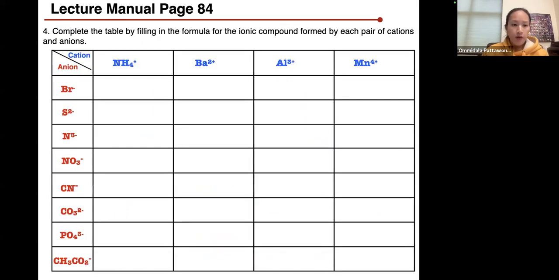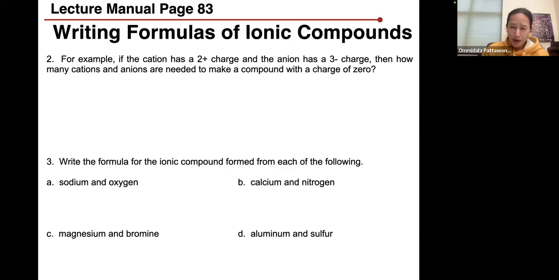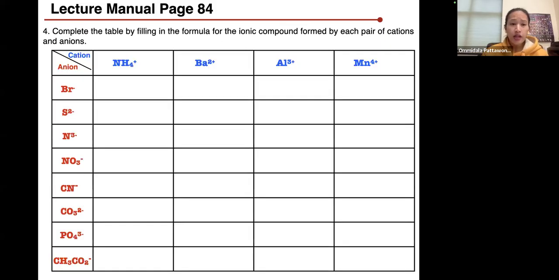All right, the next one is a little bit more challenging. What we are going to do next is incorporate the previous one that we did before. This is what we call a monoatomic ion. Now we're going to get into not just the monoatomic ion. Okay, so these are examples of monoatomic ions.